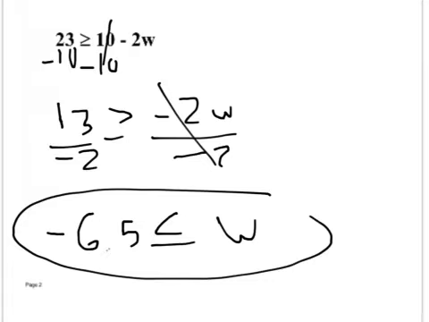So w has to be greater than or equal to negative 6.5. The book will write it as this.